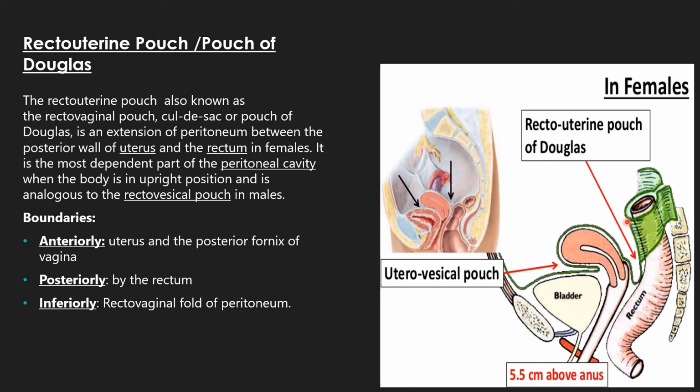Then posteriorly by the rectum, of course, the rectum is lying behind the recess, and inferiorly, this inferior boundary or the floor is formed by the recto-vaginal fold of peritoneum. You see, this was the peritoneum being reflected from the uterus and the posterior fornix of the vagina onto the rectum. So this fold of peritoneum between the posterior fornix of the vagina and the rectum is known as the recto-vaginal fold of the peritoneum. So the recto-uterine pouch is a recess which is present between the uterus and the rectum due to the reflection of the peritoneum from the uterus and the posterior fornix of the vagina towards the rectum, and it has a clinical significance which I will discuss with you in the next slide.